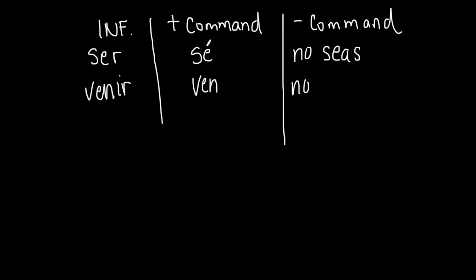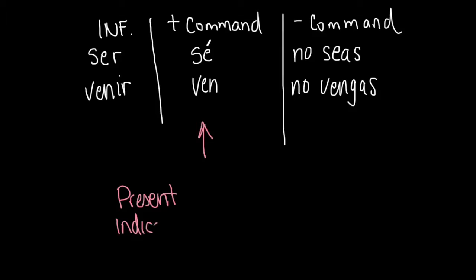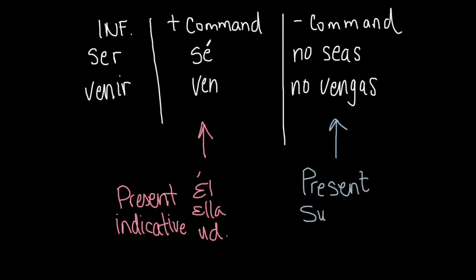Venir, ven. No vengas. So again, the affirmative command is the form of the él, ella, usted in the present indicative, and the negative command is the form of tú in the present subjunctive.